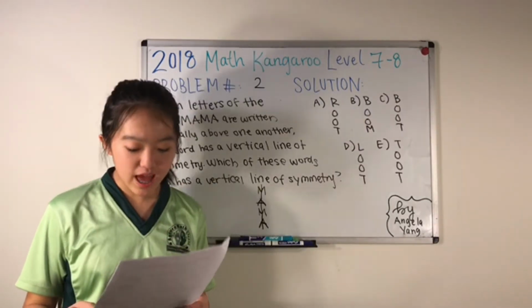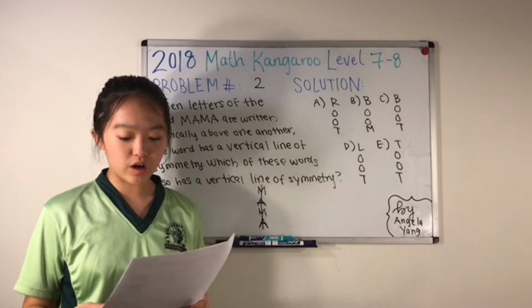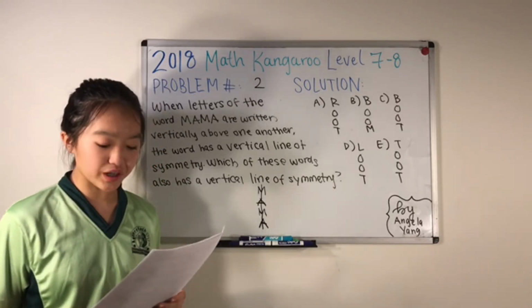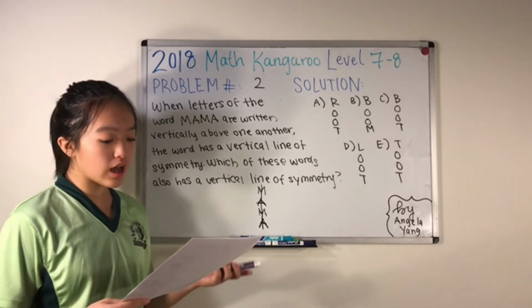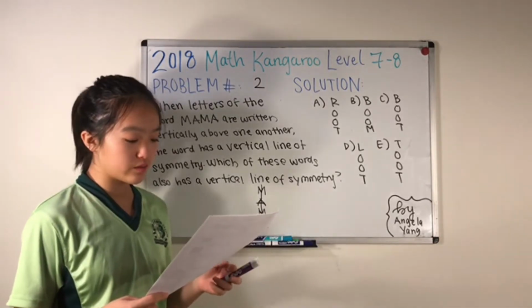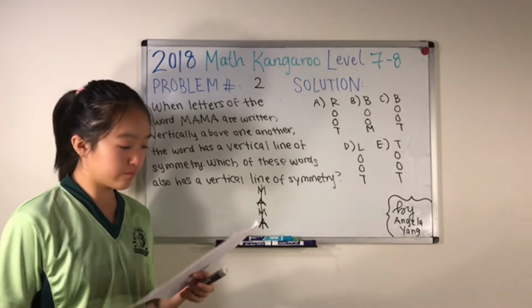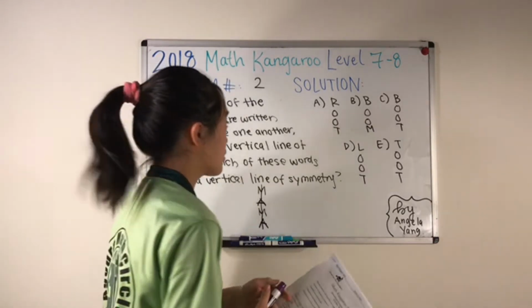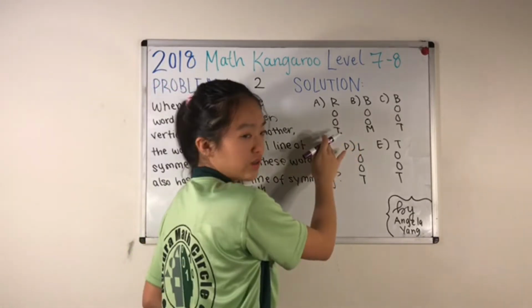Problem number 2 says, when the letters of the word MAMA are written vertically above one another, the word has a vertical line of symmetry. Which of these words also has a vertical line of symmetry when written in the same way? So first of all, what you basically have to do is just draw a line through each, or just identify the first letter.